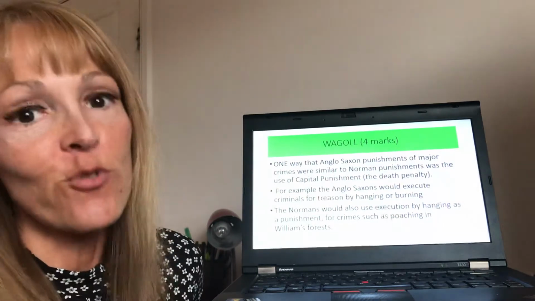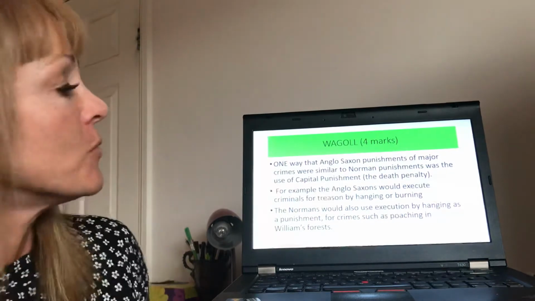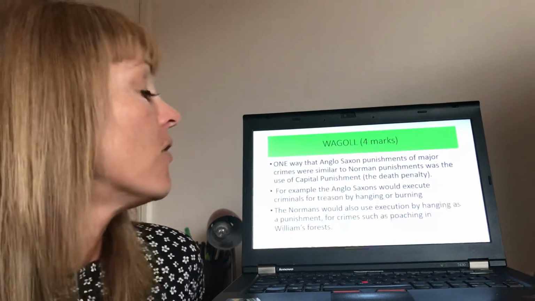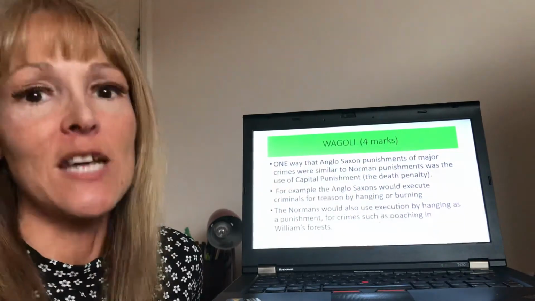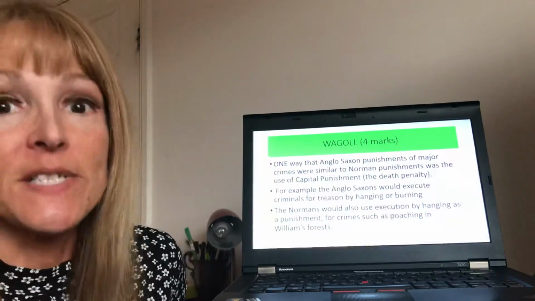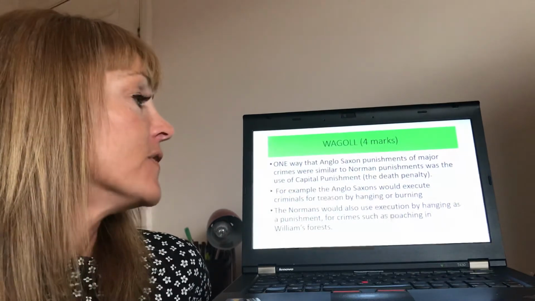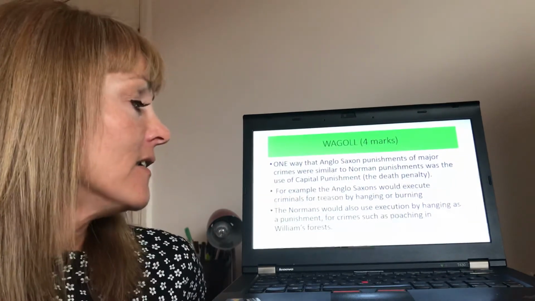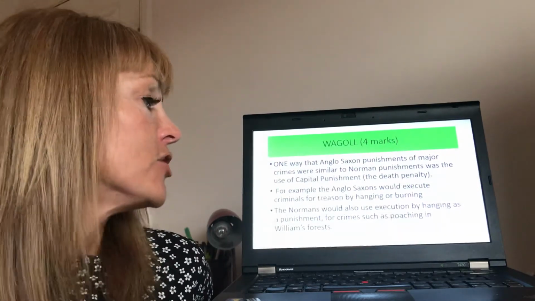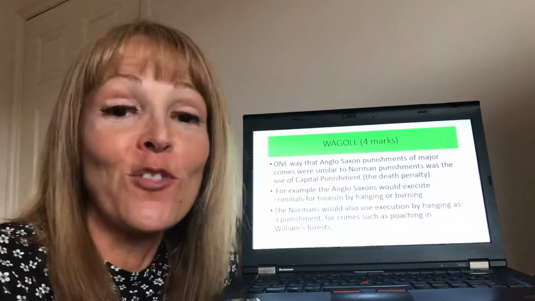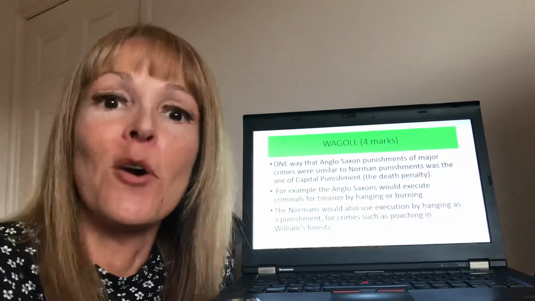You can see I've written 3 sentences. The first one just names one similarity. It says, one way that Anglo-Saxon punishments of major crimes were similar to Norman punishments was the use of capital punishment or the death penalty. Now I've given 2 specific examples. For example, the Anglo-Saxons would execute criminals for treason by hanging or burning, and the Normans would also use execution by hanging as a punishment for crimes such as poaching in William's forests. So those 2 specific examples have given me the 4 marks. So please have a go at marking your own.